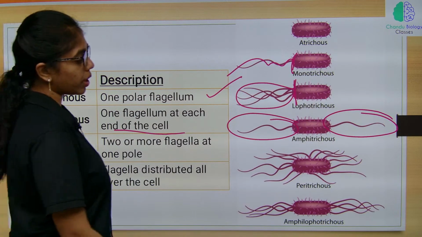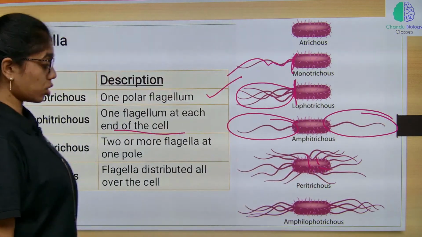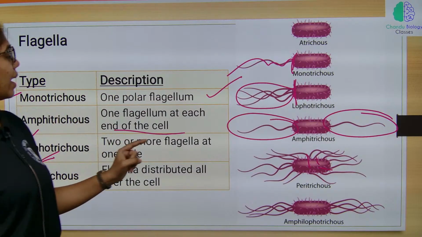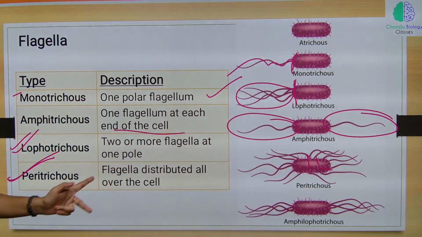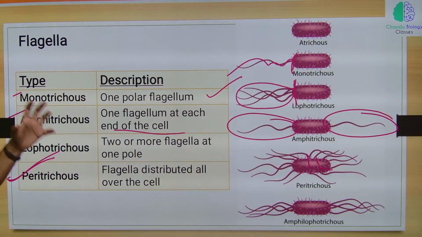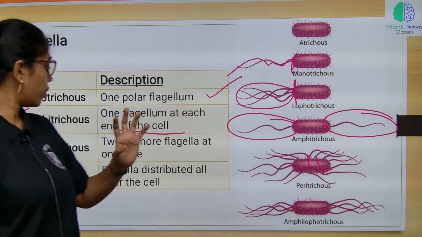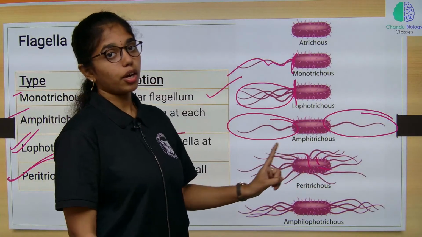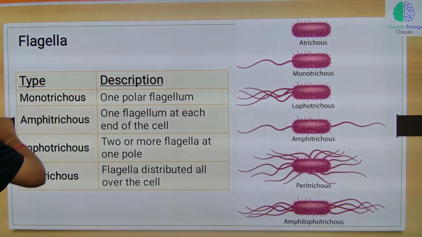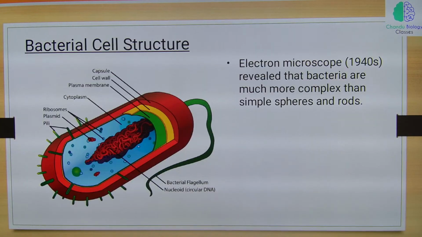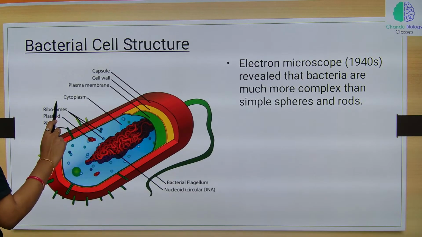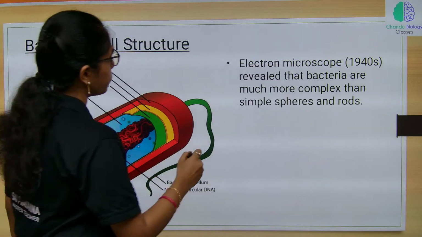If flagella are distributed all across the body, then it is called peritrichous. So one polar flagellum is monotrichous, one flagellum at each end is amphitrichous, a bunch of flagella at one end is lophotrichous, and peritrichous is where flagella are completely distributed all across the body. Now I would like to discuss the motile and non-motile structures of the bacteria, which are again important.